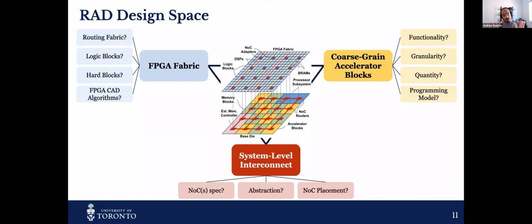So once we combine those three components together, we find out that the design space is huge, and we need to answer all those questions and figure out the interactions between each design decision of those three components to the other design decisions that we take.